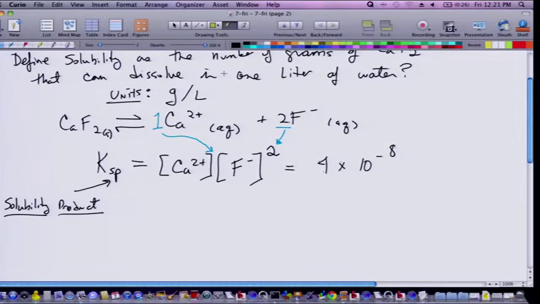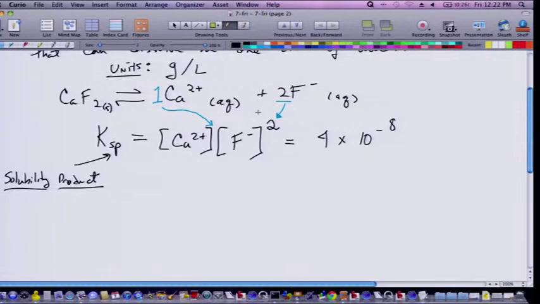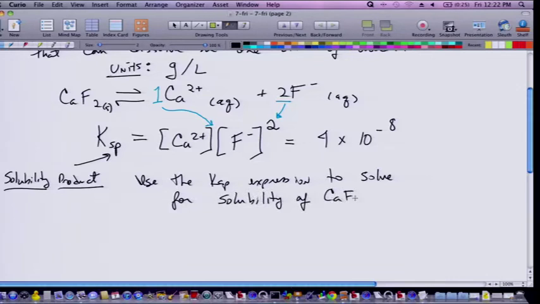And so when you see a number like this, you know that this number is much, much less than 1, and that would tell you that calcium fluoride is or is not soluble. Who thinks it's soluble? No one should, right? It's not soluble, not very. But we want to go beyond this, and we want to solve this. We want to use this information to determine the solubility. So we want to use the KSP expression to solve for solubility. This is what you typically would use this for.